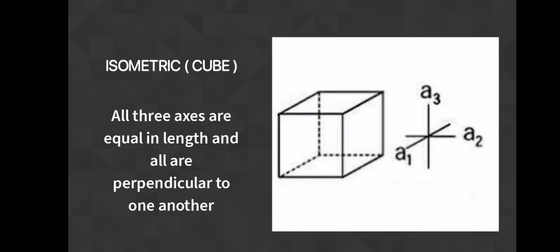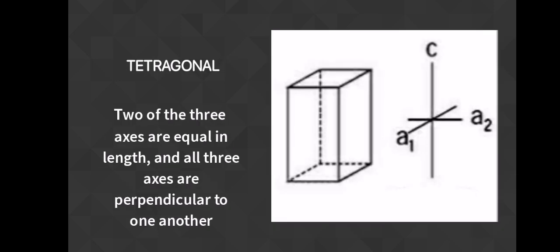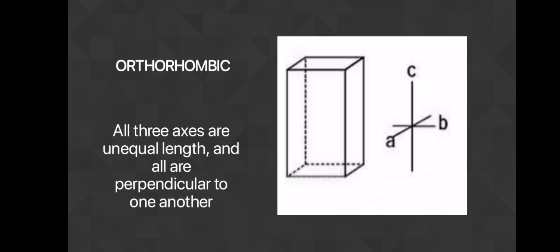All 3 axes are equal in length and all are perpendicular to one another. This is the figure in the right side. Next in line, tetragonal. 2 of the 3 axes are equal in length and all 3 axes are perpendicular to one another. Orthorhombic. All 3 axes are unequal in length and all are perpendicular to one another.